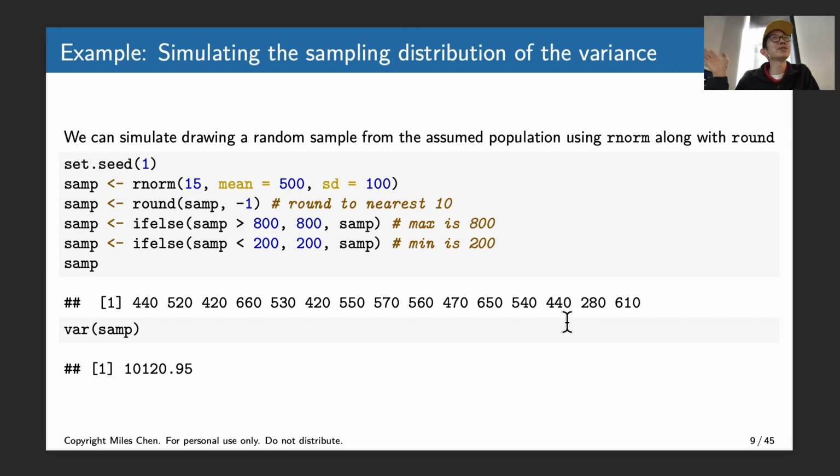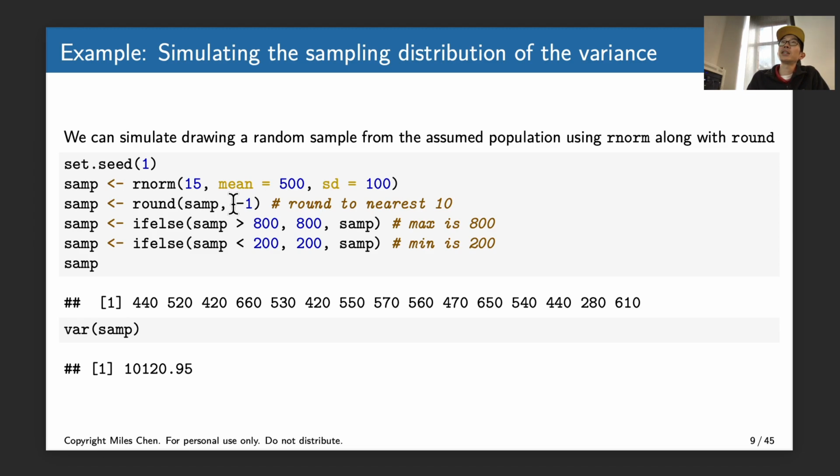Maybe, but anyway, we'll go over this answer in a little bit. Even if you don't remember, you don't have to. What we're going to do is simulate drawing a random sample from the assumed population, which has a mean of 500 and standard deviation of 100. But we also have to do a few things. When you do rnorm, you're going to get continuous values, well, floating point, so not exactly continuous, but pretty close to that.